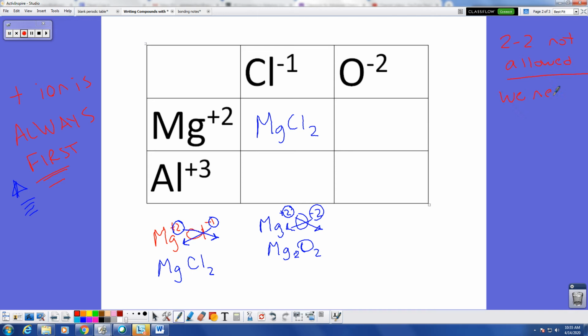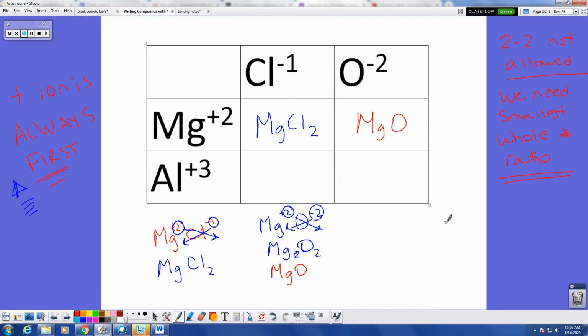We need smallest whole number ratio. Okay, so we would write that as MgO. We reduce those 2's. So this would be MgO.